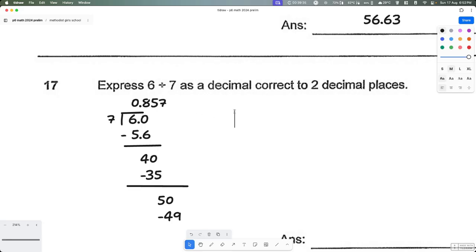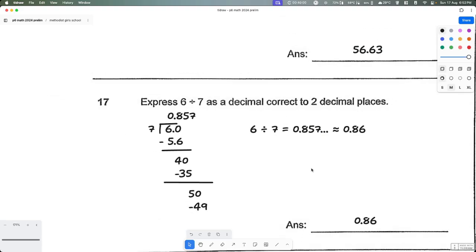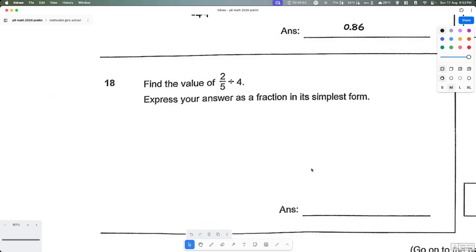Okay, so 6 divided by 7 is equal to 0.857 dot dot dot, which is equal to 0.86 in this case. All right, so yeah, 7 is more than 5, so we just round up to 0.86. Okay, let's move to the next question.